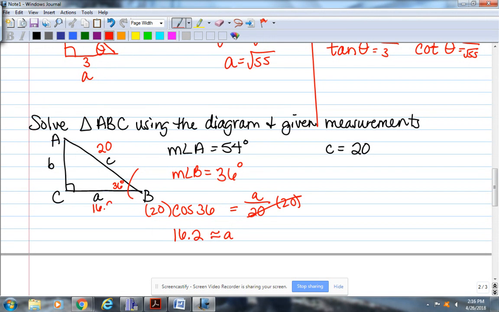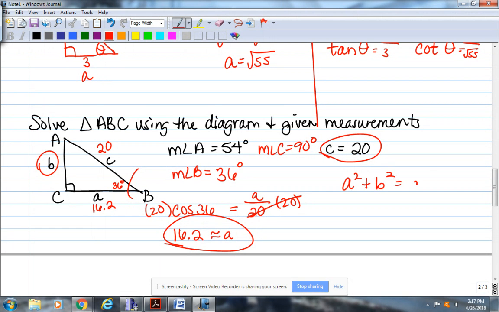So how do you think we're going to get little b? I've got all my angle measures, because my angle C was 90 degrees. We're going to use the a squared, because we're looking for b, right? So we're going to say a squared plus b squared equals c squared. So 16.2 squared plus b squared equals 20 squared.